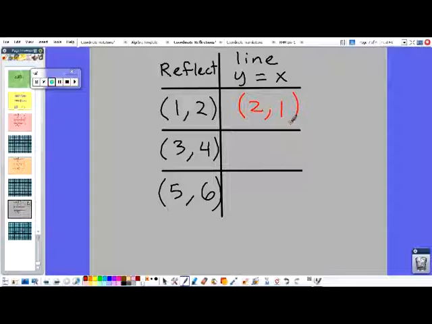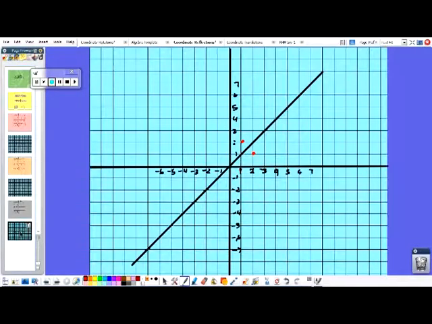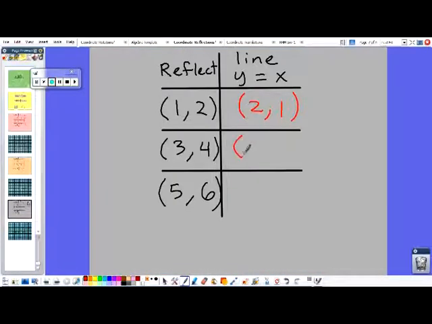Already some of you might be guessing what the rule is for this when you reflect across the line. Let's just prove it works. So let's do it again. 3 comma 4 is right here. It reflects to the other side. If you notice, from here all the way across to here, if I fold, they're going to match up. And the coordinate point would be 4 comma 3.